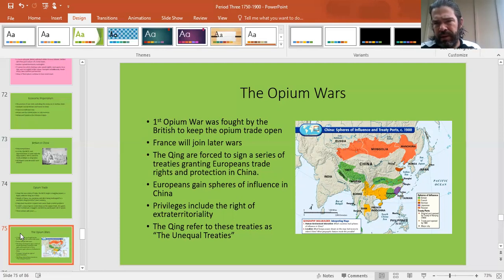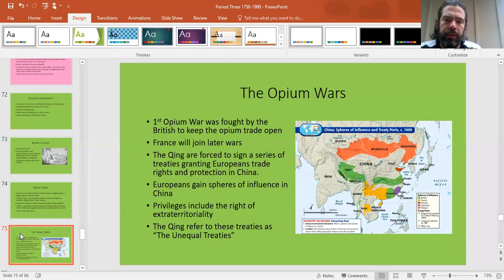Later on, France will join them in the later Opium Wars. And the moral of the story is this: the Qing are forced to beg Britain and later on France to stop these attacks. What do they have to do to guarantee that these attacks will stop? They have to make concessions to the British.